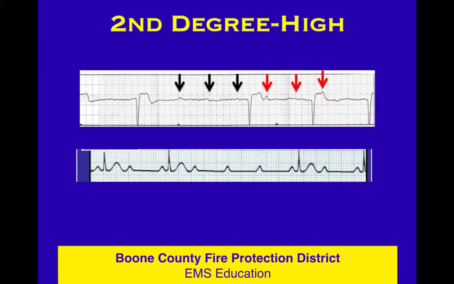Then you look, is there a P for every QRS, a QRS for every P? No. What are the P's doing? Well, I march it out with my calipers. Yep, the P's are coming in on time. None of them are early or weird looking. So it's not a PAC. It is a whole bunch of P waves, not many QRS's.